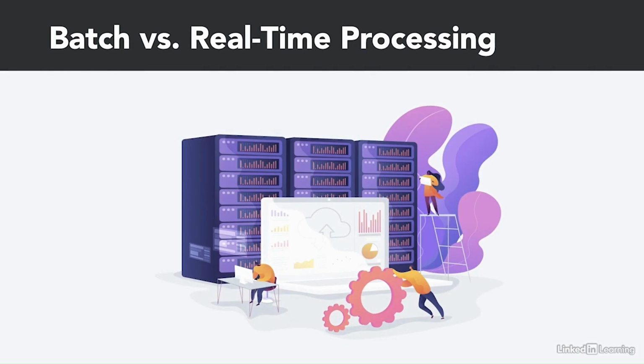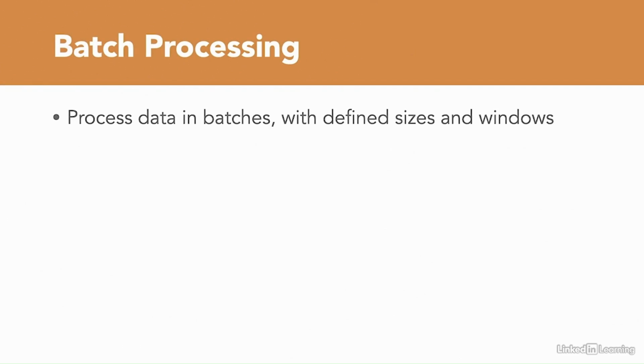When building data pipelines, one of the key decisions to make is whether the pipeline would be batch or real time. We start with batch processing. In batch processing, we process data in batches. A batch is a collection of records with a well-defined size or window. We can either define batch sizes by the count of records or by a date-time range.